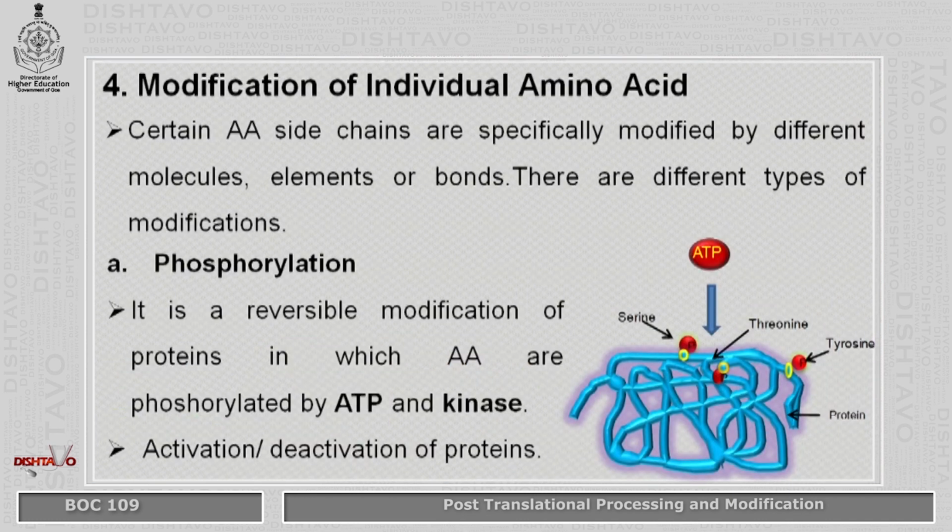The fourth type of modification is the modification of individual amino acids. Certain amino acid side chains are specially modified by different molecules, elements or bonds. There are different types of modifications. Some of these are, the first one is phosphorylation. It is a reversible modification of proteins in which amino acids are phosphorylated by ATP and enzyme kinase. This leads to either the activation or deactivation of the proteins. Usually the serine, threonine or tyrosine residues of the proteins are phosphorylated by ATP.